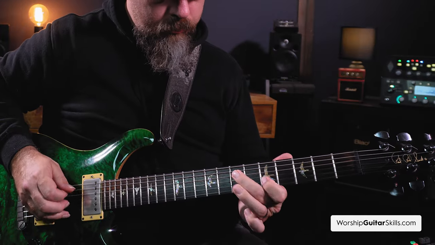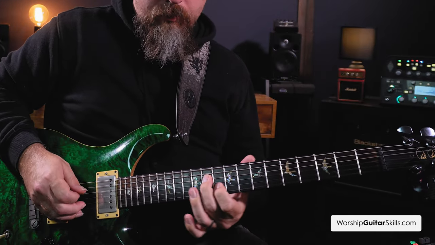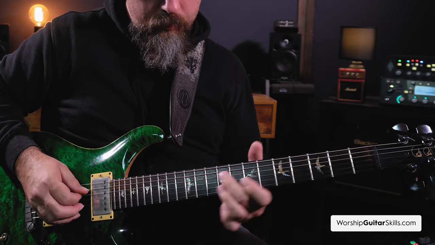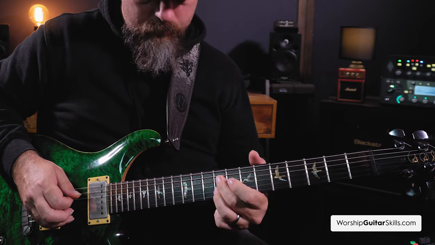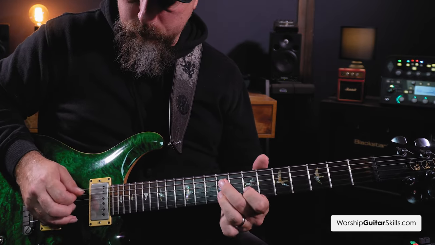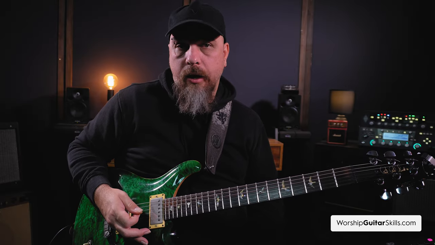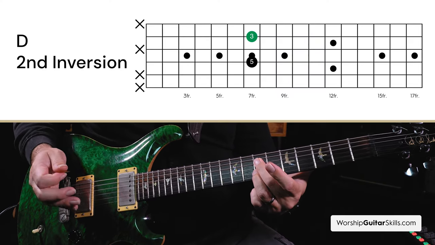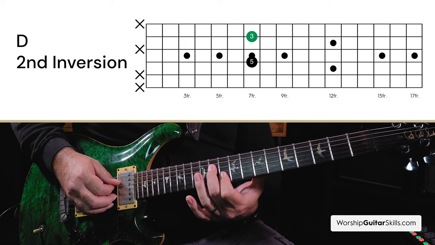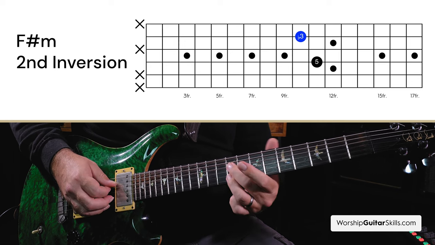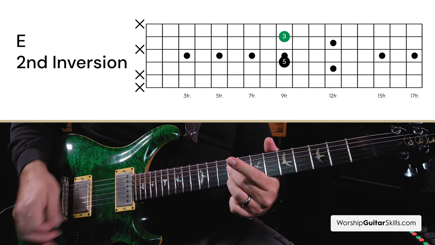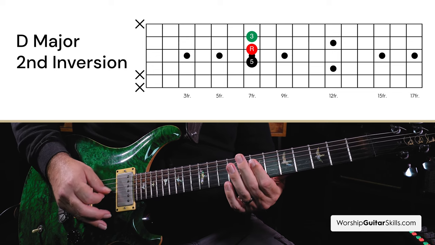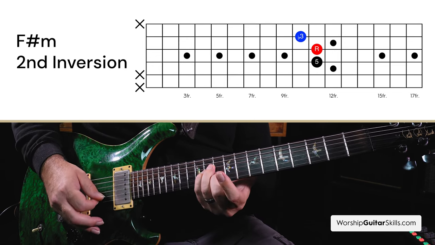All right, so this next part sounded like this. So there's not much happening there other than kind of two-note voicing. So this is a D. This is an F sharp minor, and that is an E. And it comes from these triads, D, F sharp minor, and E.